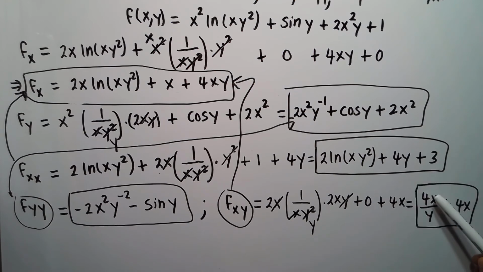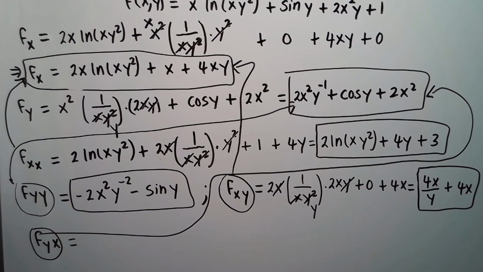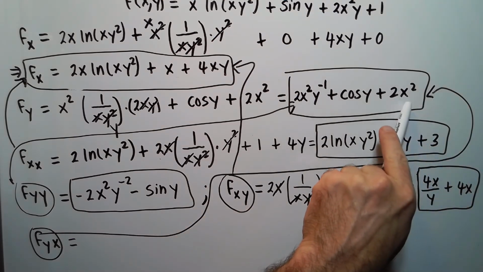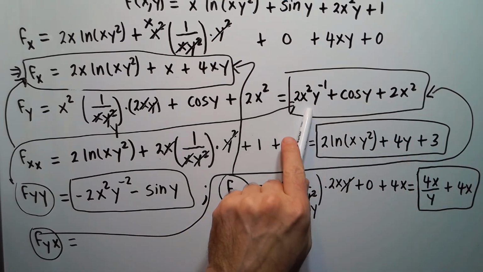So final answer is 4x over y plus 4x. You can write this as 4x y to minus 1 if you want. I'm just going to leave it like that for now. And lastly, let's do our fyx. So fyx, we'll be looking at our fy guy and be taking derivative with respect to x.